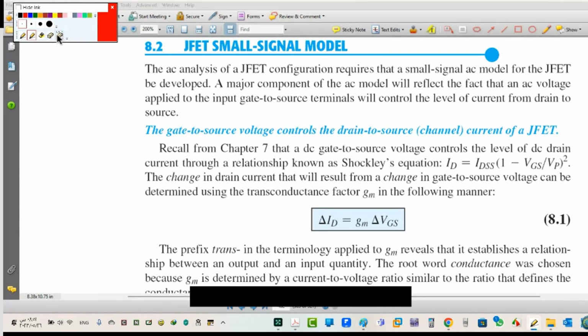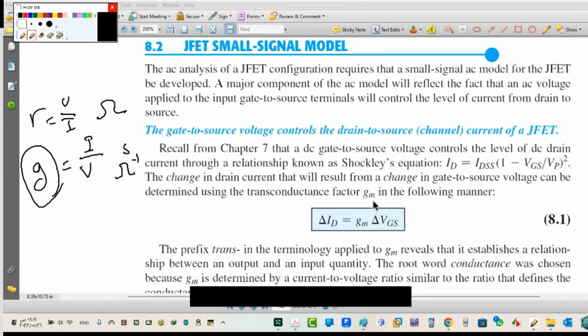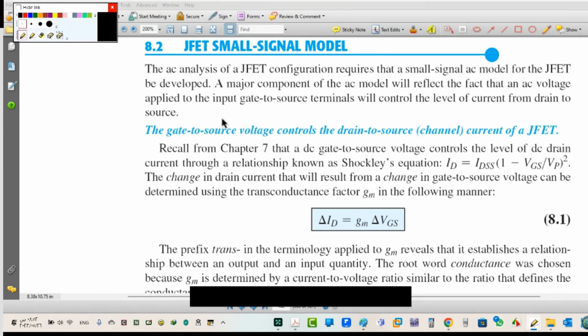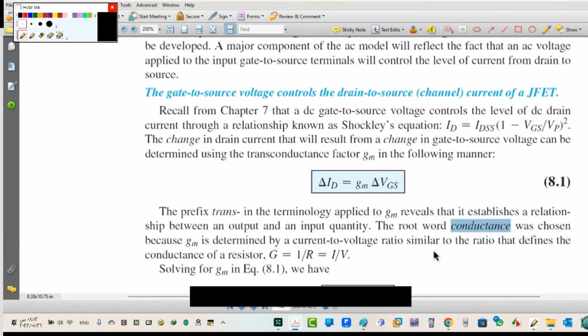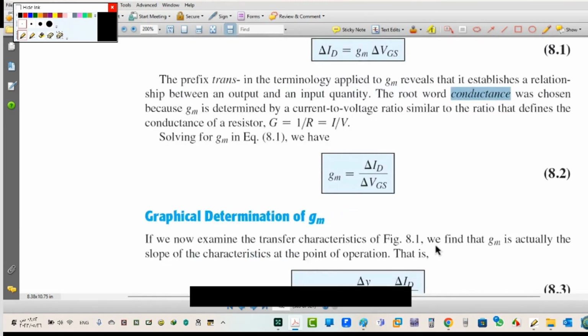From circuit theory, if you remember, we have R. R is volt over I, measured by ohm. Here we have G. What is G? G is I over V, measured by siemens or ohm to the minus 1. So we're going to use G: delta I over delta V. We have resistance and we have conductance. So this is conductance. The first thing we will find today is gm.